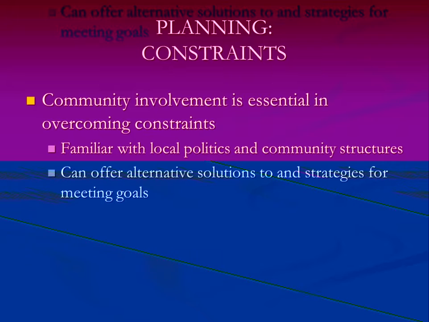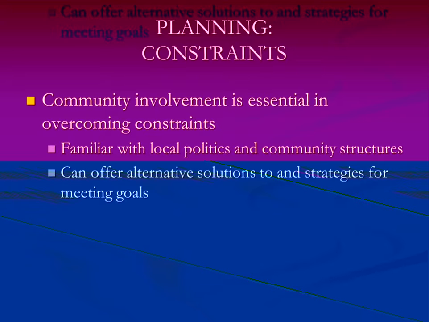So we need to think about constraints, which are reasons why something cannot be done in a certain way. So we need to think about identifying roadblocks or obstacles that may impede us from achieving a certain goal or objective.